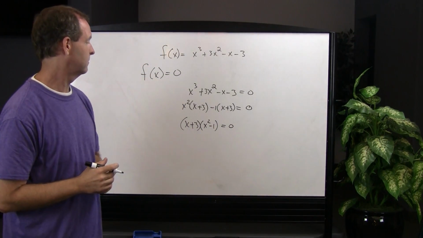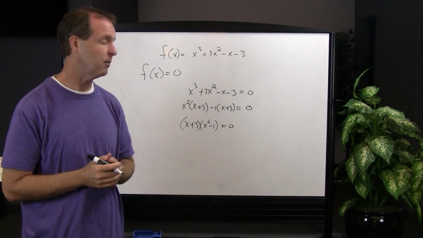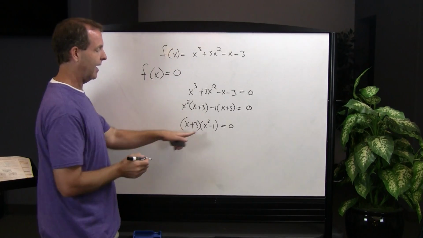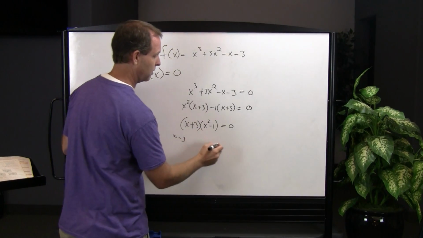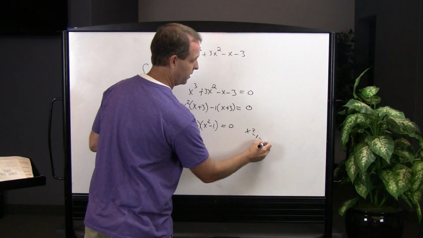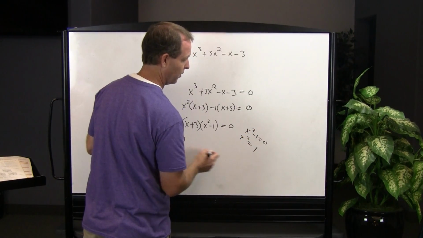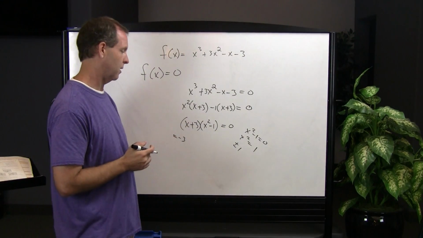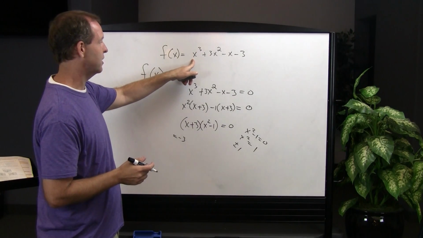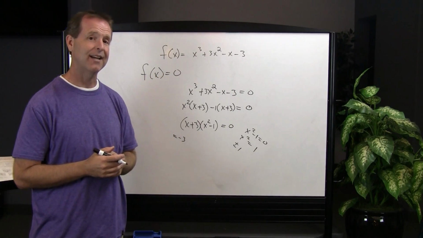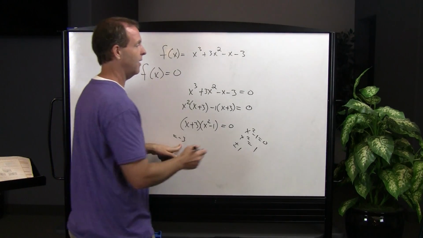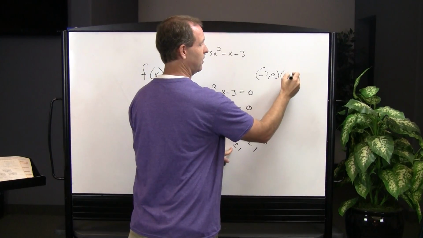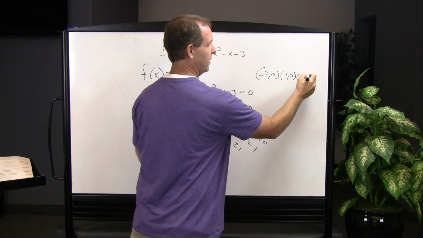equals 0. And from that, I can determine that this is true if x were equal to -3. And it's also true if x were equal to, where is x squared minus 1 equals 0? It's where x squared equals 1. So x can be plus or minus 1. -1 squared produces a 1. Positive 1 squared produces a 1. So this particular function crosses the x-axis at 3 spots. It crosses it at -3, 0. It crosses at 1, 0. And it crosses at -1, 0.